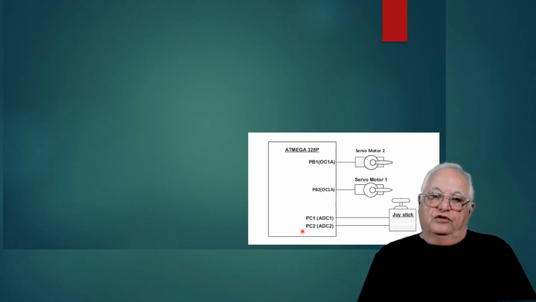And according to those values, you are going to drive two servos, servo 2 and servo 1, which are going to be connected to PB1 and PB2. So the idea is when I get the servo to 0 degrees on PC1, for example, then one of these servos would go to 0 degrees. So let's look at the statement of the program.